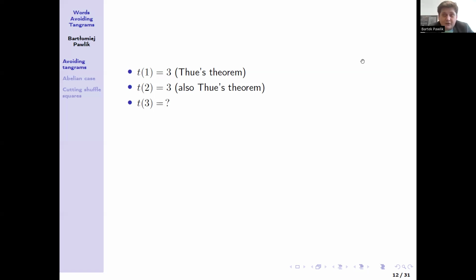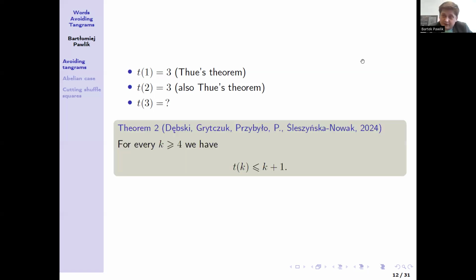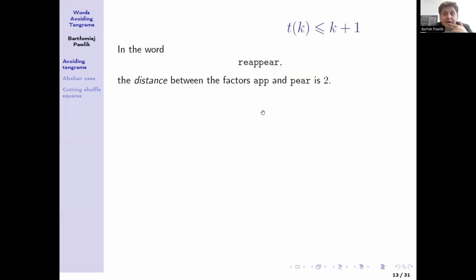And what we did in our article is we get the 2 bounds. The first one is that for every k greater or equal 4, we have this linear bound. We know that tk is not greater than k plus 1 if k is greater or equal 4. So it not necessarily is applying here. And this linear bound comes from 2 facts.